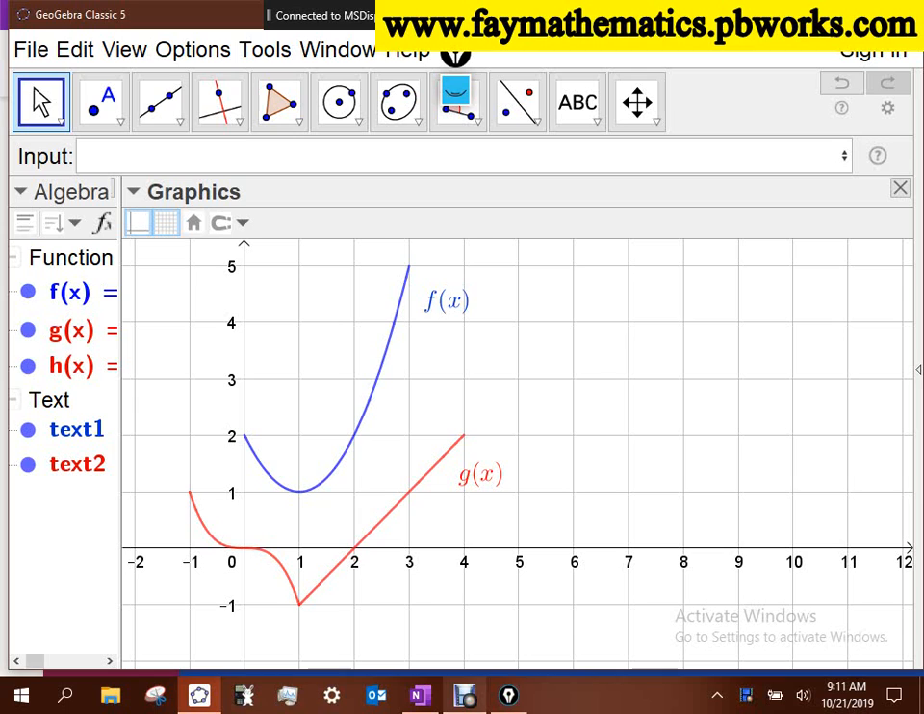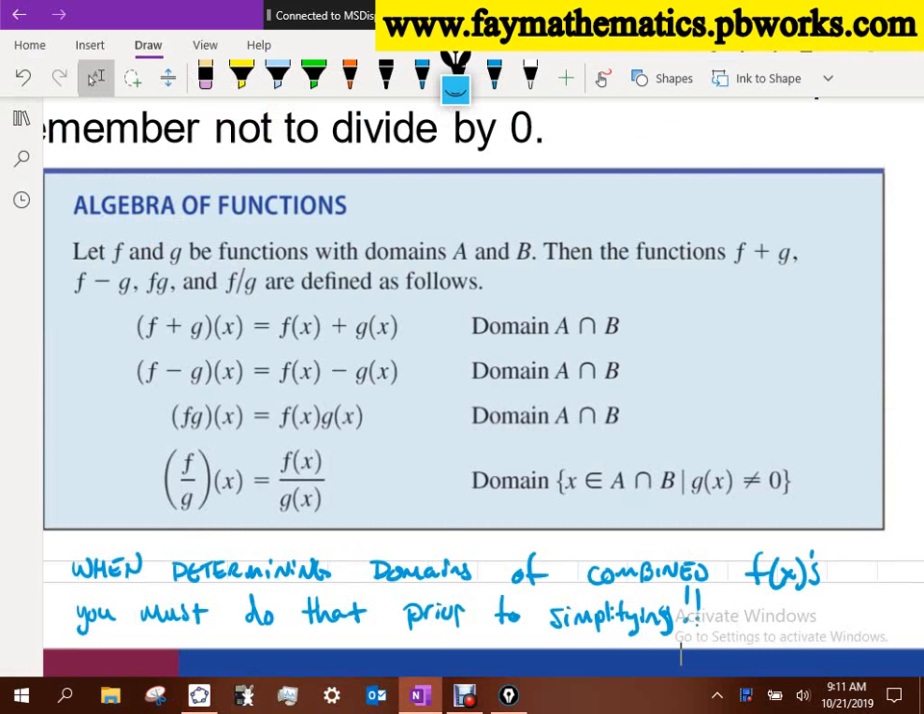Okay, so I want to talk about combining functions. On Friday we kind of ended with this idea here. It's basically saying that no matter what your functions are, f and g, you can add them by just taking the two functions, slapping a plus sign between them, and you're good to go.